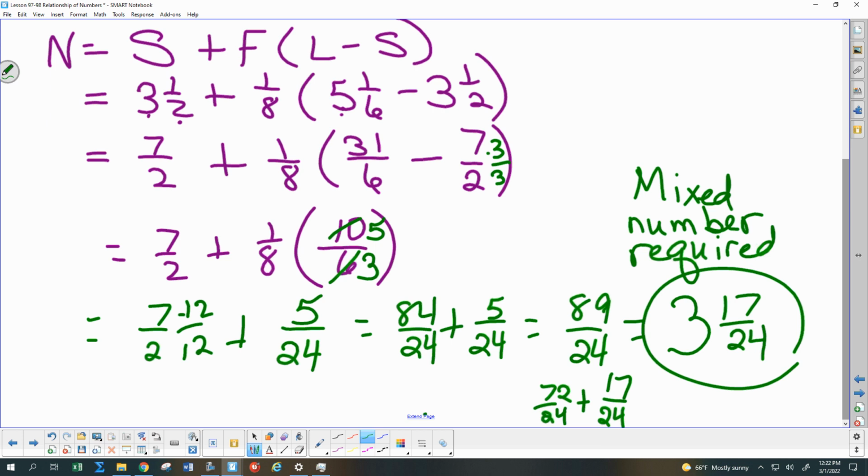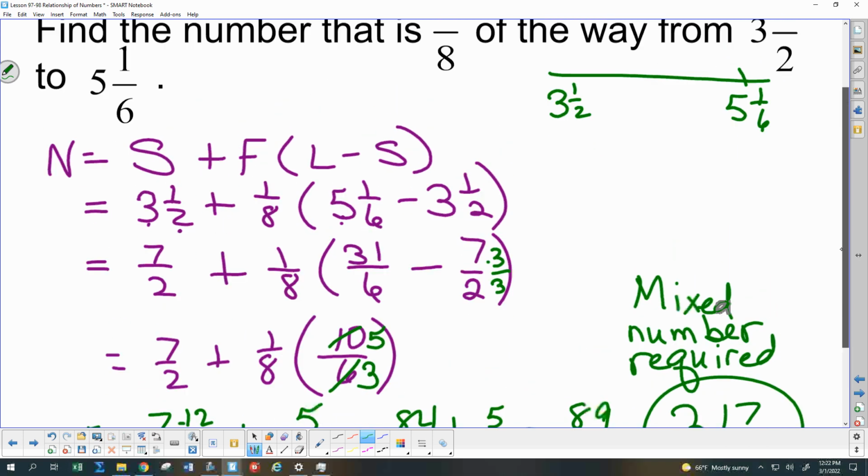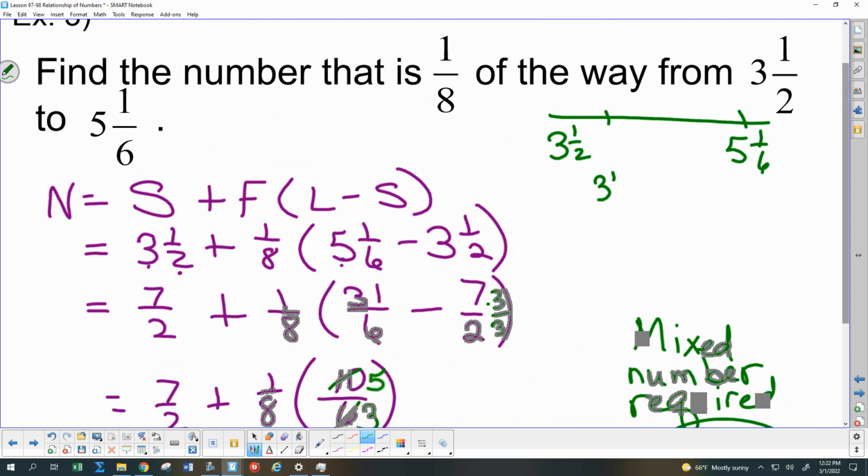And then, like I said, we're just going to go back and look at the problem and think through, does it make sense? 3 and 17/24. An eighth of the way, so much less than half. 3 1/2 going towards 5 1/6. And we ended up with 3 and 17/24. Is that more than 3 1/2? Is it in between there? Because 12/24 would have been a half. So yes, this is a little bit farther to the right. So on that level, our answer makes sense.